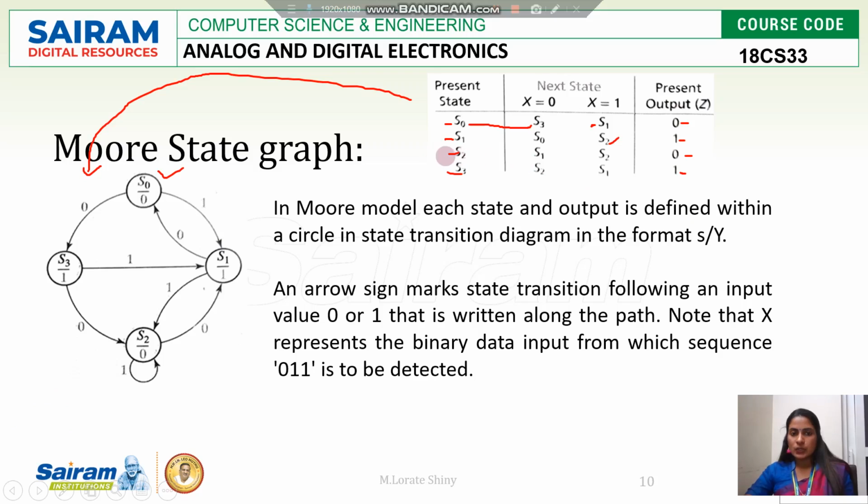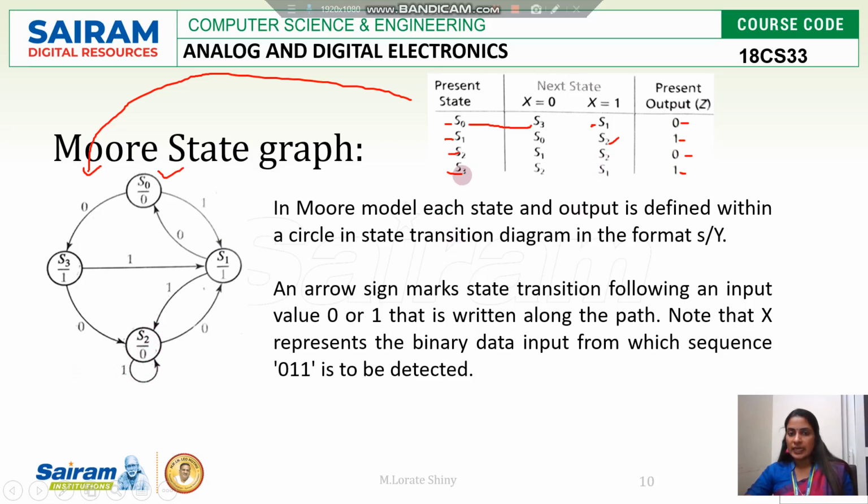Then for s2, if x is equal to 0, the next state will be s1. Then x is equal to 1 means the next state will be s2. So again it's s2 only.